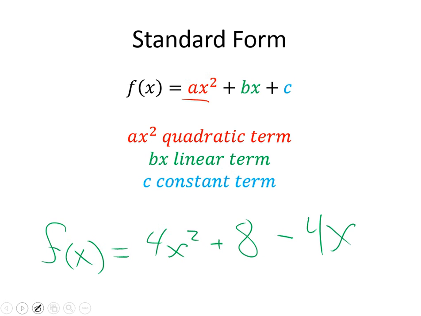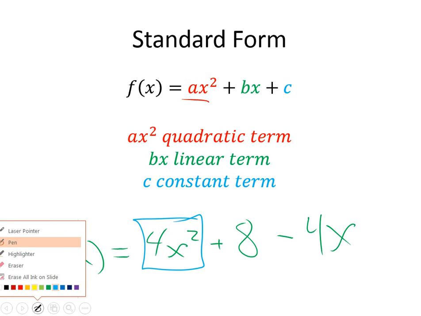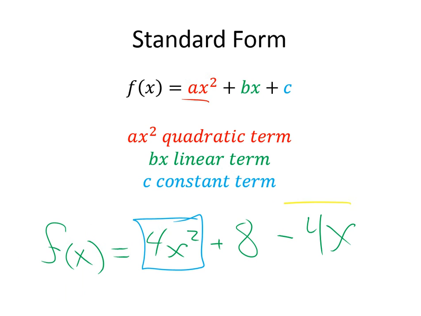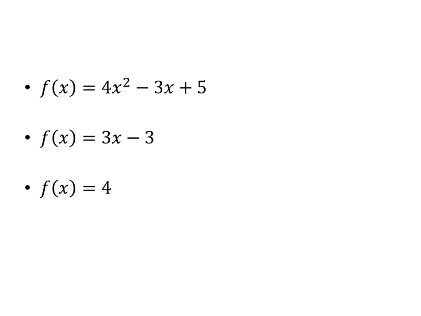So if we look at the one I just wrote on the bottom, your quadratic term would be 4x squared. Your linear term would be negative 4x, and your constant would be the 8. The part attached to the x squared is your quadratic term, the part attached just to the x is your linear term, and the part that does not have a variable is your constant term. We're going to be looking at functions that have x squared, and that's what gives us the nice little shape.